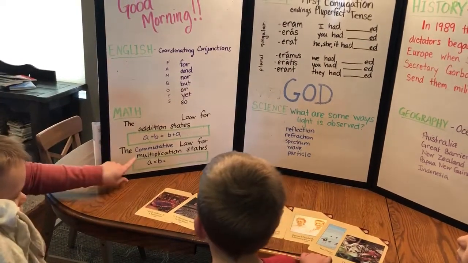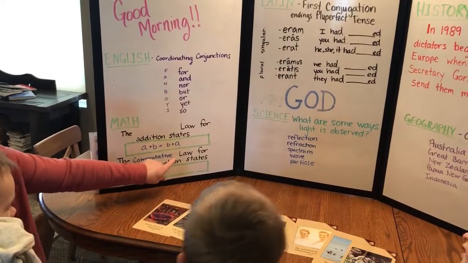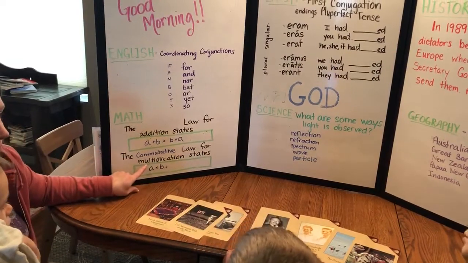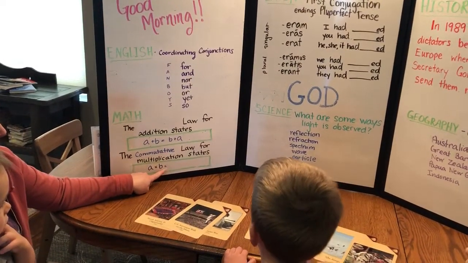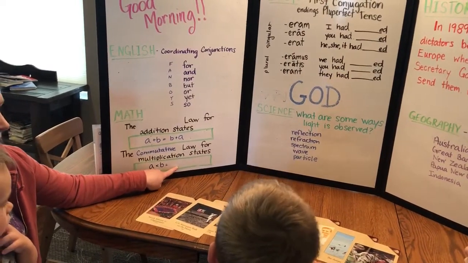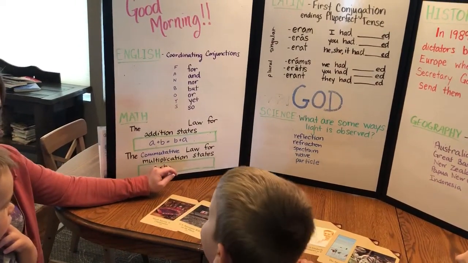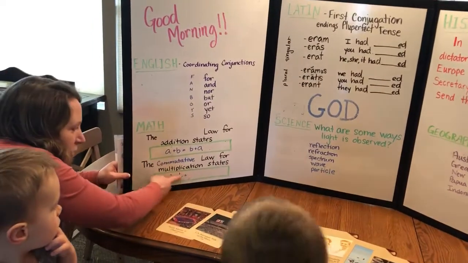Now let's do the bottom one. The commutative law for multiplication states A times B equals B times A. You did it. Okay, I'm going to erase a bunch. We're going to try it one more time.